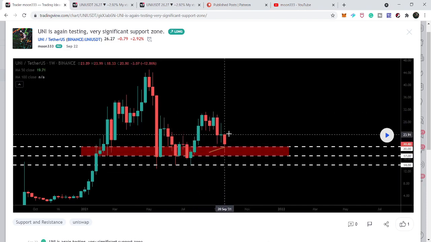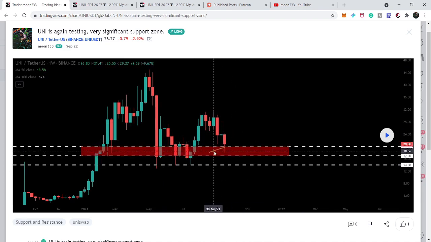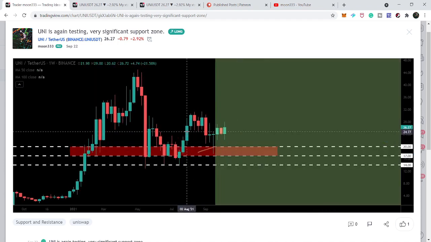At the same time, we also had a 50 simple moving average support as well. You can see that this green line is the 50 simple moving average support that was moving in this key support zone. Now I'm just going to play the chart, and after playing the chart, we can see that finally the price line reversed bullish after testing this key support zone, and now we are above this zone.